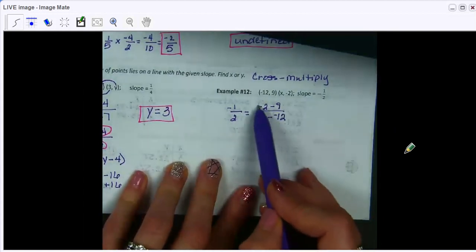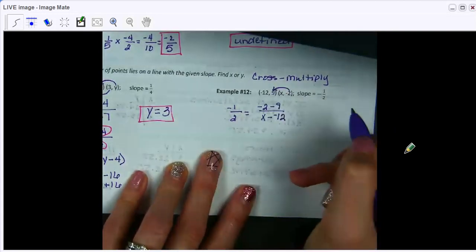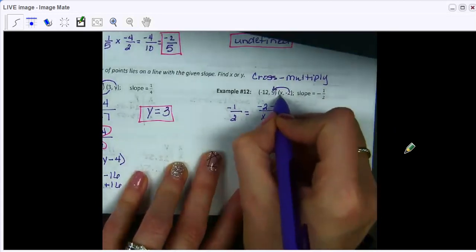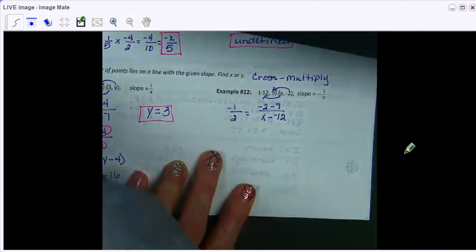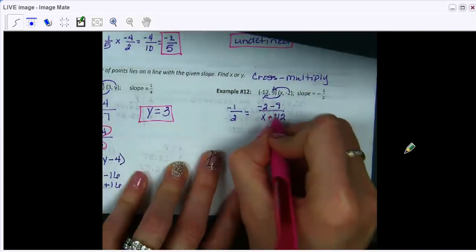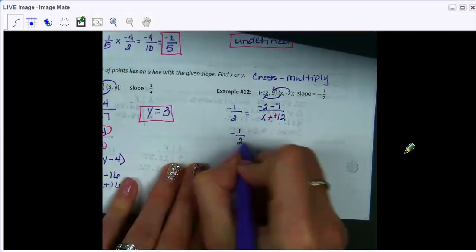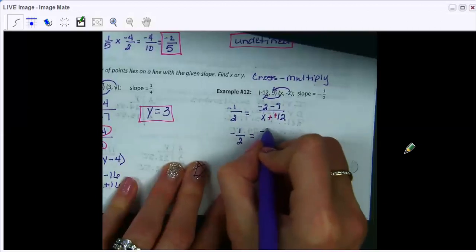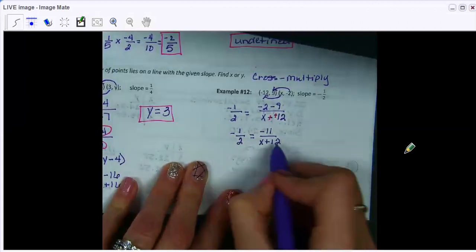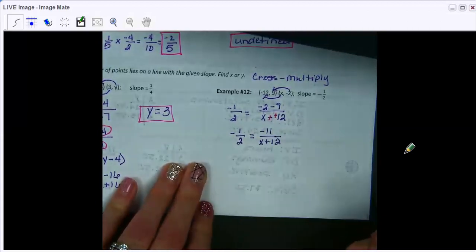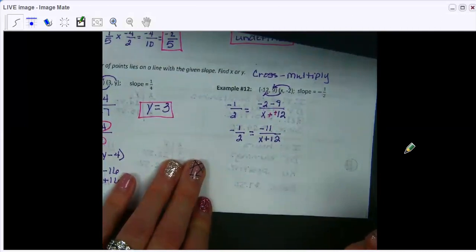I can simplify my negative 2 and 9. So what I did was I took negative 2 minus 9 over here. And then I took x minus a negative 12. But what is minus a negative? It's just a positive. So this is actually plus a positive. So when I rewrite this, I get negative 1/2 equals negative 11 over x plus 12. Okay. Does that make sense?